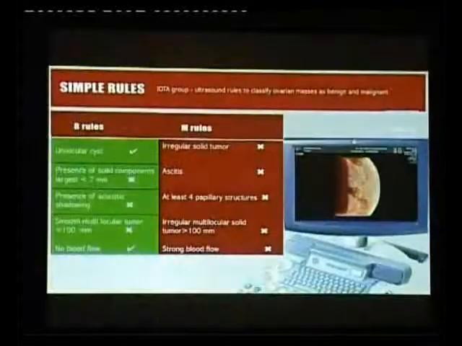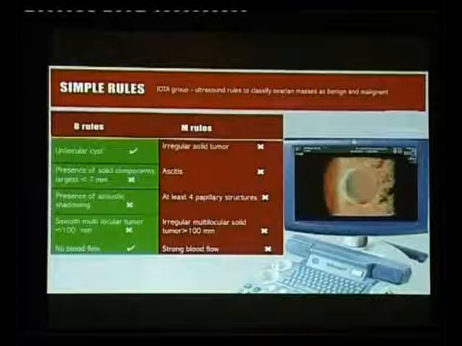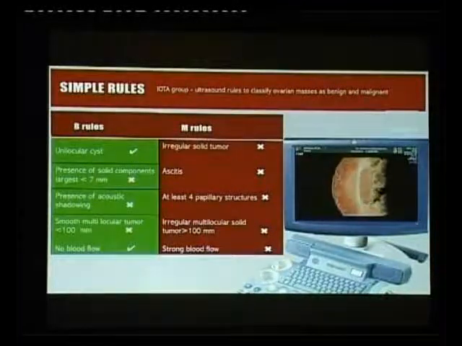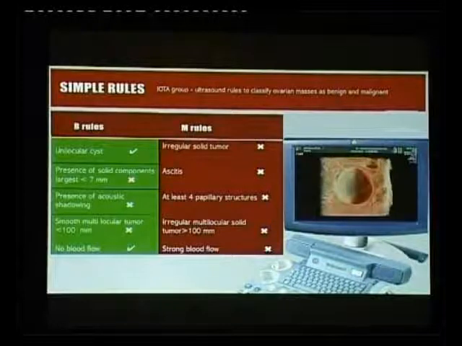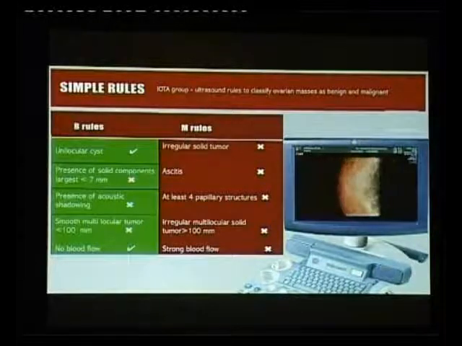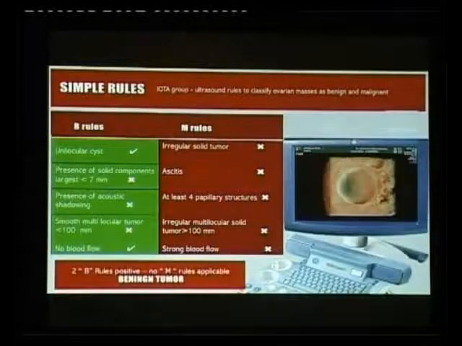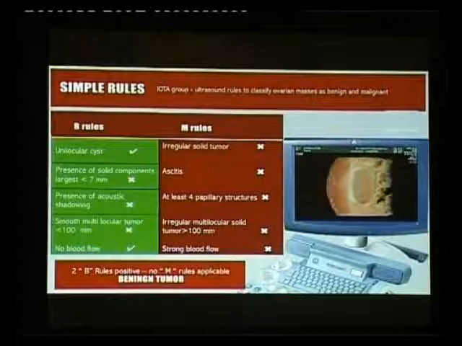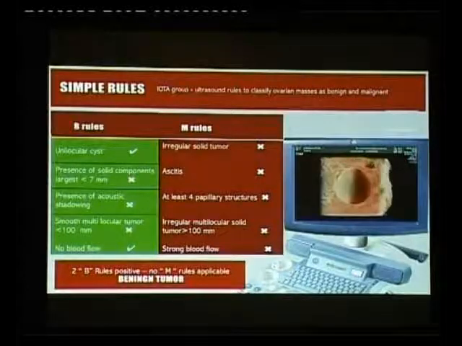We then applied the IOTA simple rules, which is a very important part of assessment, and we found that it was a unilocular cyst with no blood flow. It had no M rules, and we know that when you have 2 B rules and no M rules, it's a benign tumor according to the IOTA guidelines.